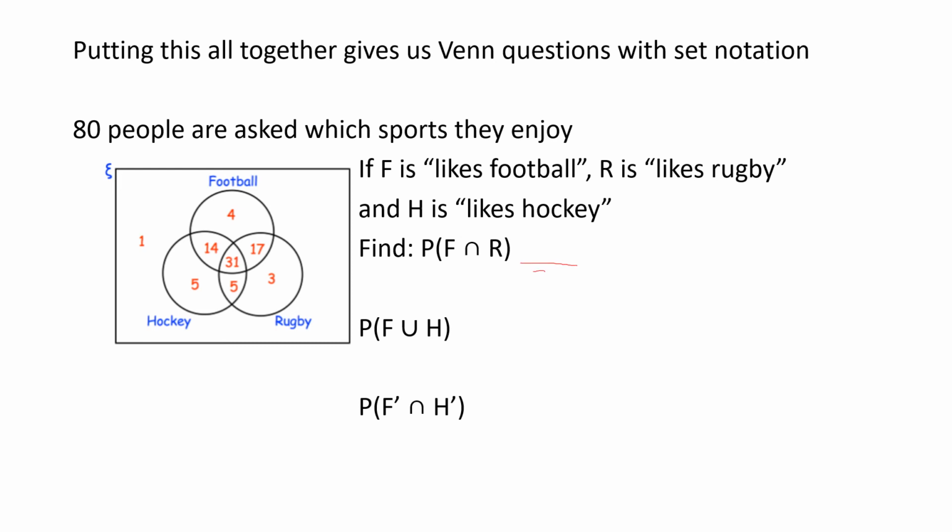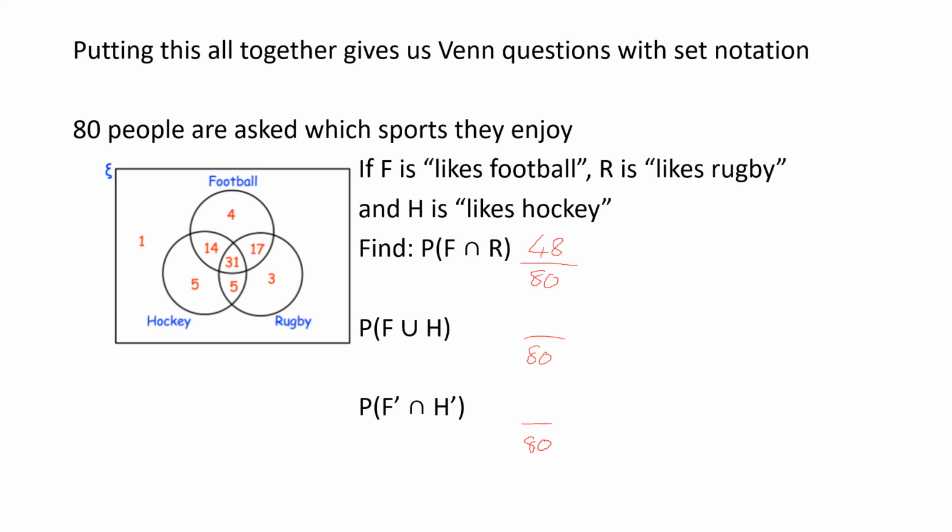Now we know that there are 80 people, so all of these probabilities are going to be out of 80. So we just need to count how many people fit into these categories. So F intersect R, that's football and rugby. That's both of these parts here, the 31 and the 17. Put them together, we've got ourselves 48 people like both.